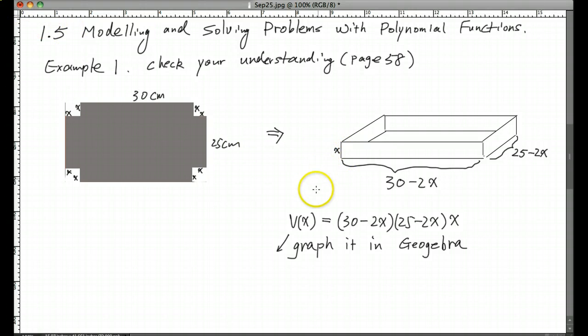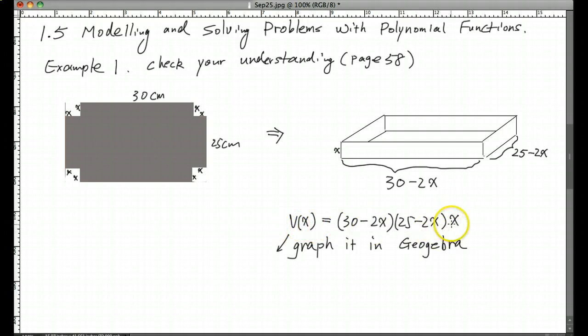And to find out the volume of this box, we just use this V(x) as a function of x. The volume of a rectangular prism is just length times width times height. So that's exactly here: this length, width, and x is the height. So this is the volume.